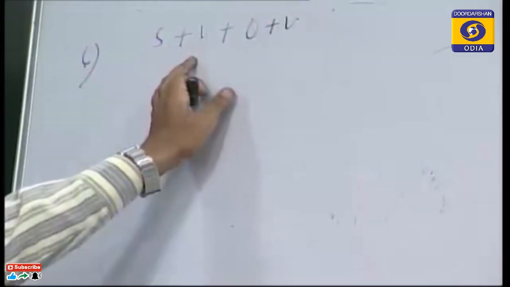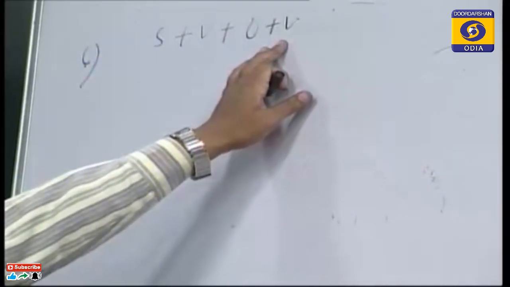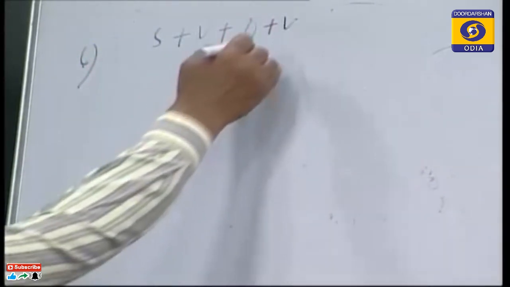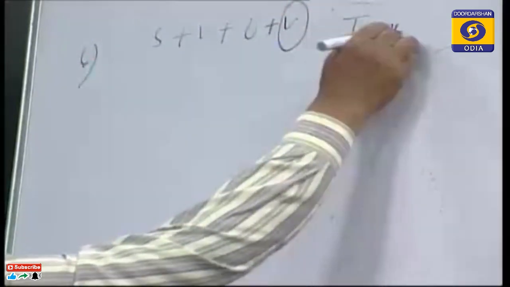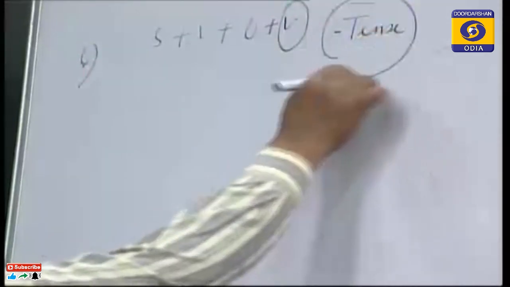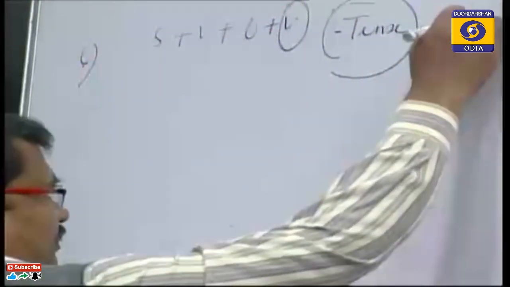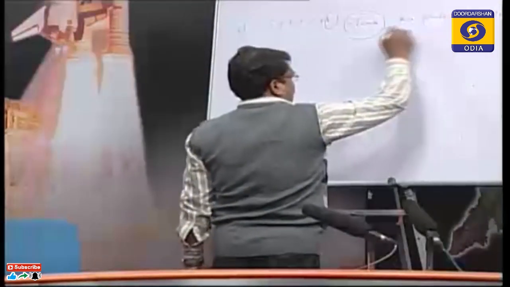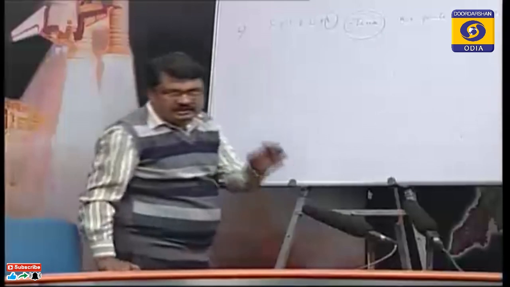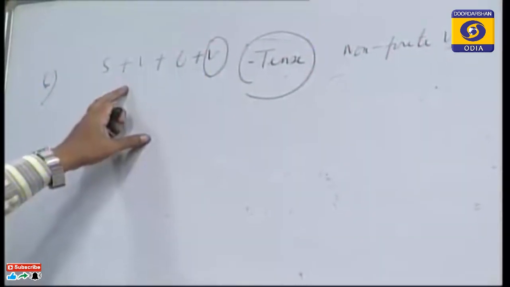This type of verb takes an object and also a verbal structure. And mind you, this verb is minus tense. That means no tense is there. It is infinite, non-finite. It is a non-finite verb which has no tense, because the tense lies in the main verb which appears first.